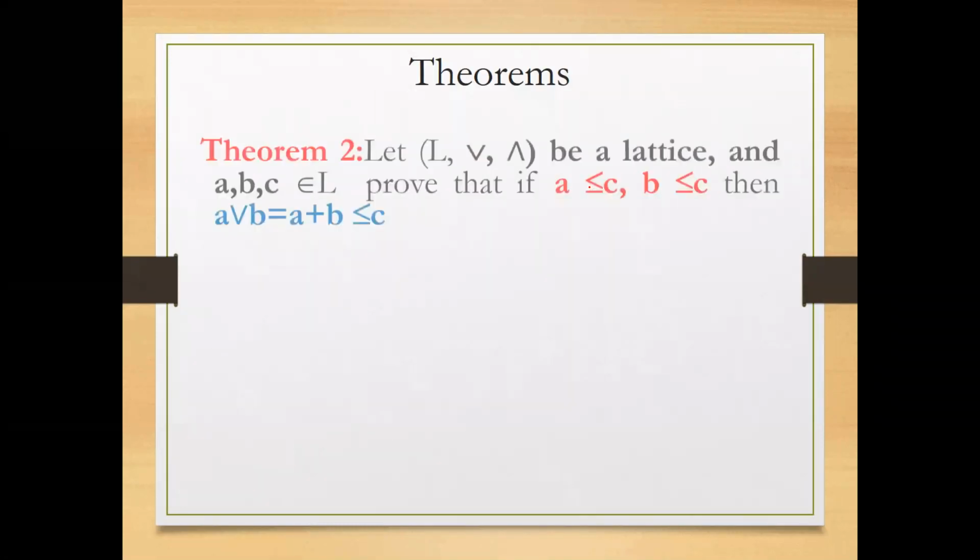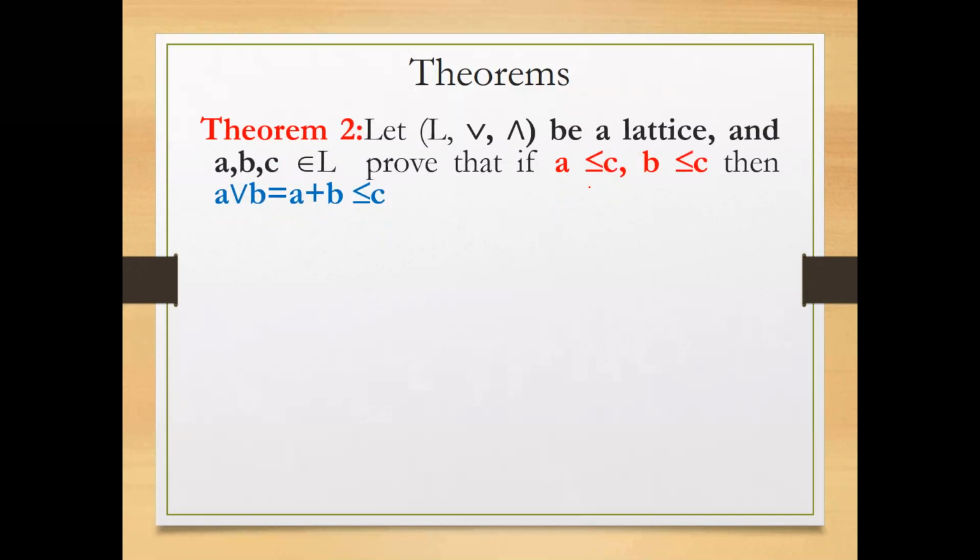Theorem number 2. Let L, join, meet. Now we will always denote the lattice by this notation. L is the set, join is the least upper bound, and meet is the greatest lower bound.